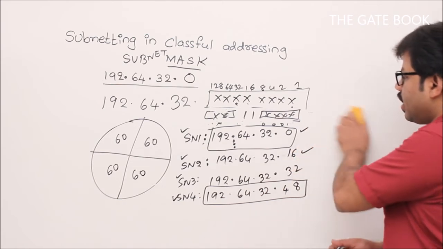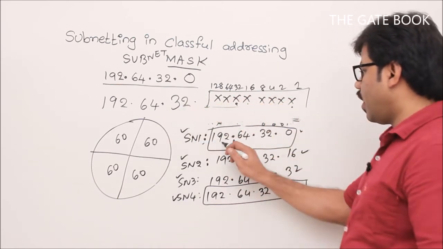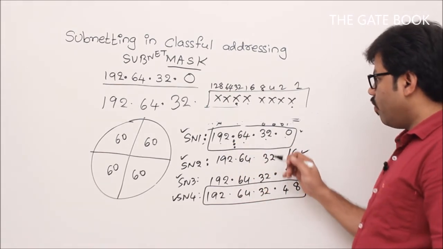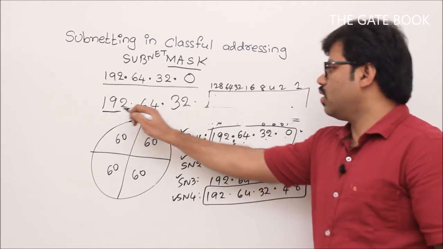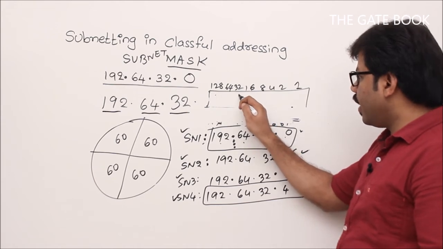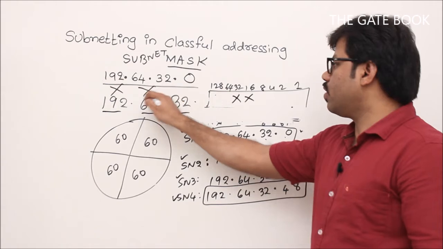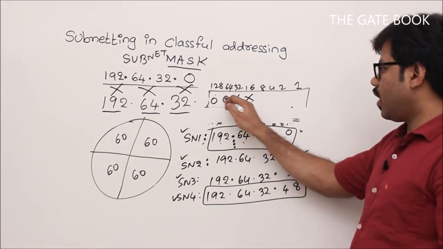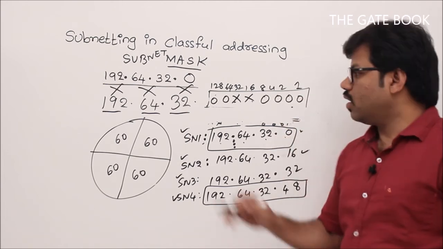Let's see an example directly. What is the network address of this one? 192.64.32.0, right? Tell me which bits are going to be the network part. All these bits are network, and 2 bits here too. Network, network, network, and these 2 bits. Now make all remaining bits zeros. You will get the subnet mask for the network.